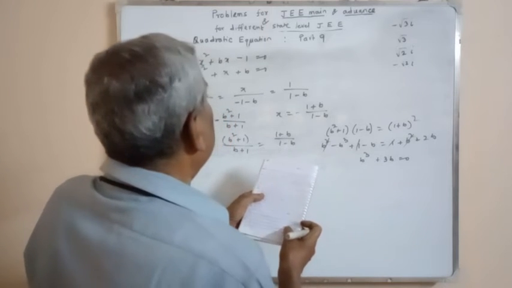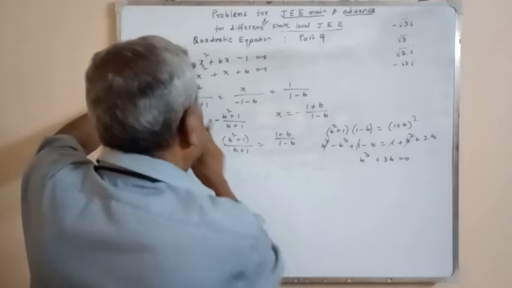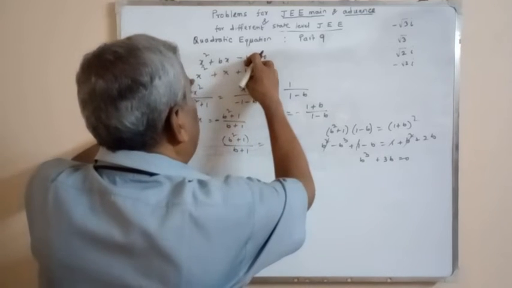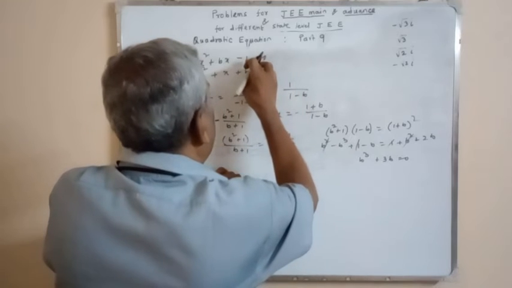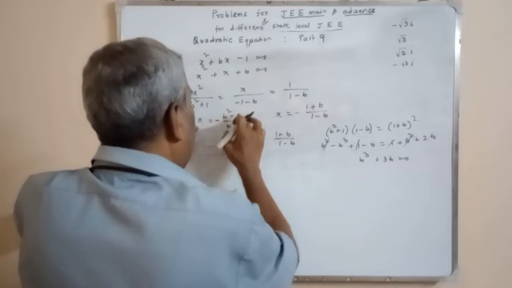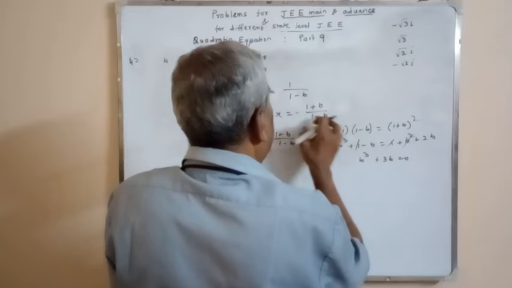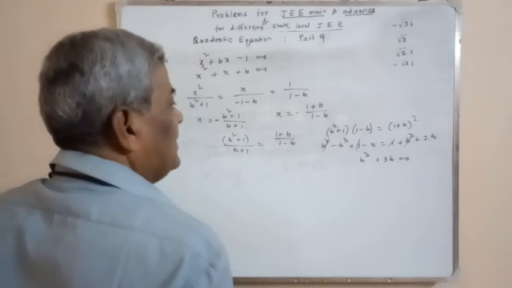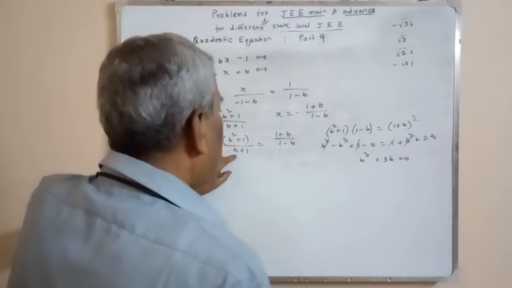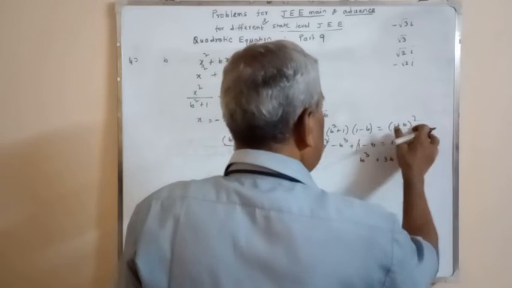x square plus bx minus 1 and x square plus x plus b. By cross multiplication, x square by b square plus 1 is equal to x by minus 1 minus b, also right, is equal to 1 upon 1 minus b. x is equal to (b square plus 1)/(b plus 1), negative. And x is equal to (1 plus b)/(1 minus b) with a negative sign. So that is all right. After cancelling the negative sign, (b square plus 1) into (1 minus b) is equal to (1 plus b) whole square.